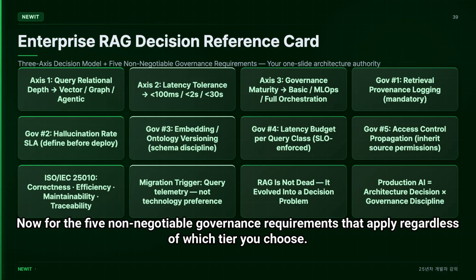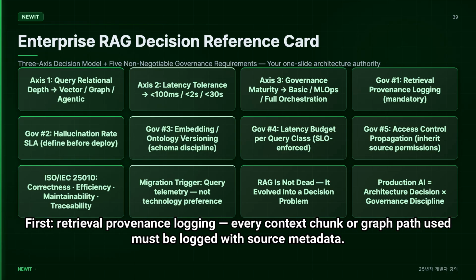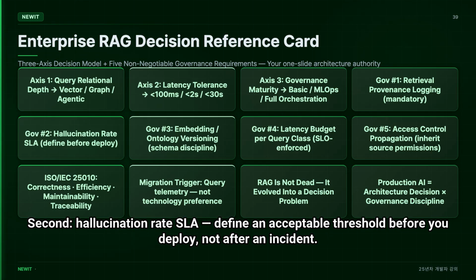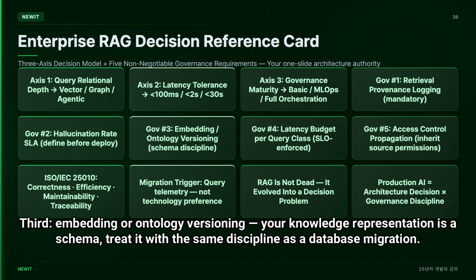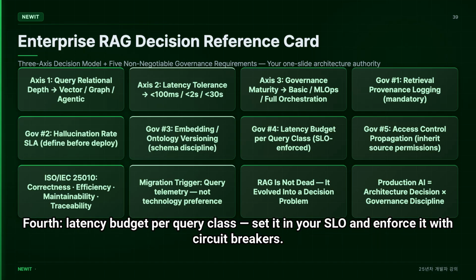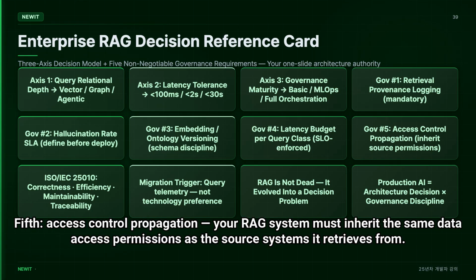Now for the 5 non-negotiable governance requirements that apply regardless of which tier you choose. First, retrieval provenance logging. Every context chunk or graph path must be logged with source metadata. Second, hallucination rate SLA. Define an acceptable threshold before you deploy, not after an incident. Third, embedding or ontology versioning. Your knowledge representation is a schema. Treat it with the same discipline as a database migration. Fourth, latency budget per query class. Set it in your SLO and enforce it with circuit breakers.